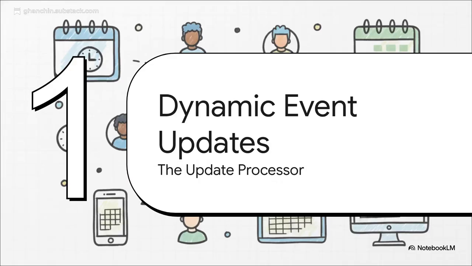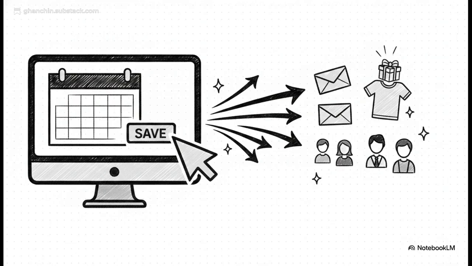Now for our final section, Section 5, Sending Dynamic Event Updates. Let's see the update processor in action. Because let's face it, plans change, and marketers absolutely love to run promotions. What happens if a customer, let's call her Mandy, RSVPs maybe to a game, and Greg wants to incentivize her to finally commit? Well, Greg doesn't need to log into a complicated marketing platform.